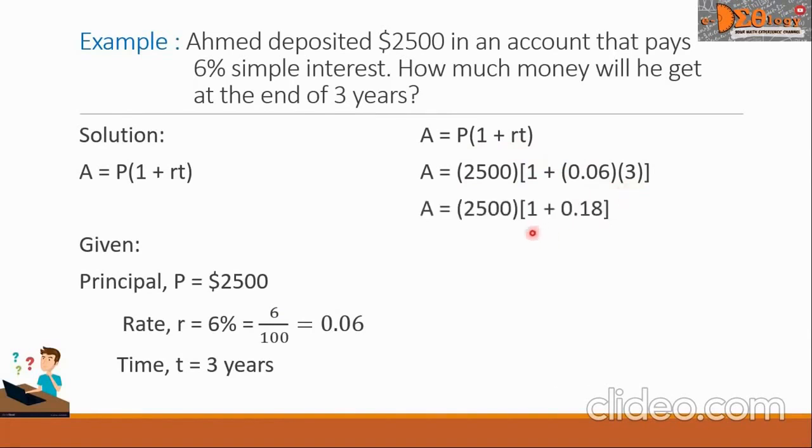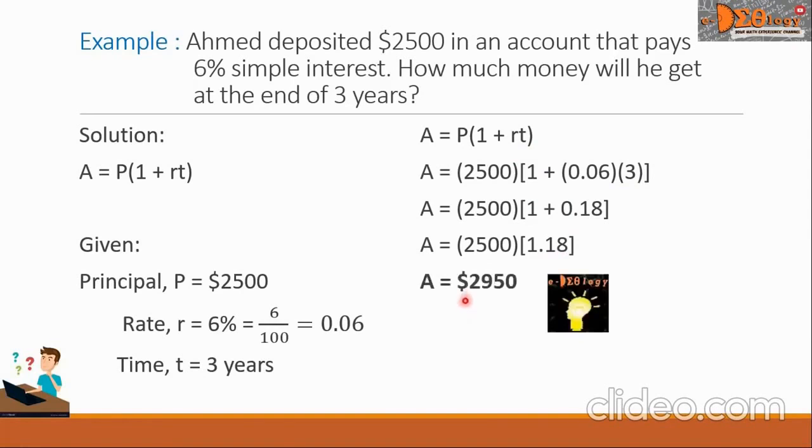Let us simplify. Let us get the sum of 1 plus 0.18. We will get the 1.18. Now, we will multiply this 1.18 with the 2,500. We will get this 2,950. And this is our total amount. Of course, we will not forget our dollar sign. This is our final answer.